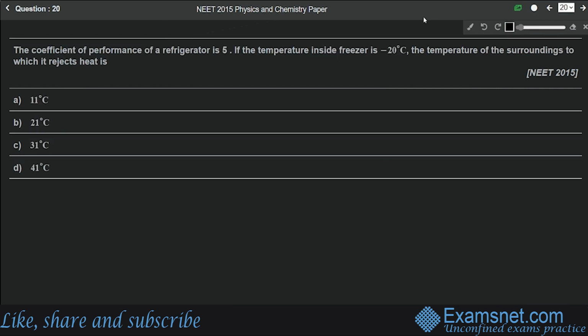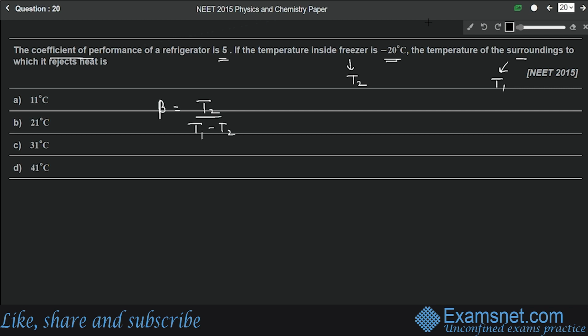Next question is again from thermodynamics and the question is: the coefficient of performance of a refrigerator is 5 if the temperature inside the freezer is minus 20 degrees Celsius. The temperature of the surrounding to which it rejects heat is. So we know that temperature of the surrounding is taken as T1 and temperature inside the freezer is taken as T2. And we know that the coefficient of performance beta is equal to T2 upon T1 minus T2.